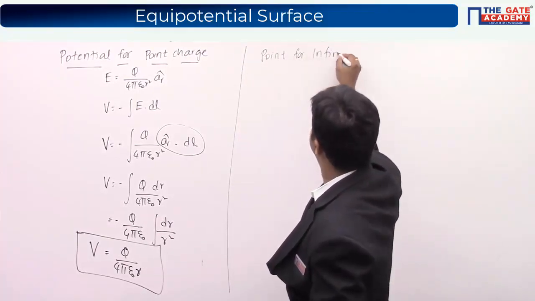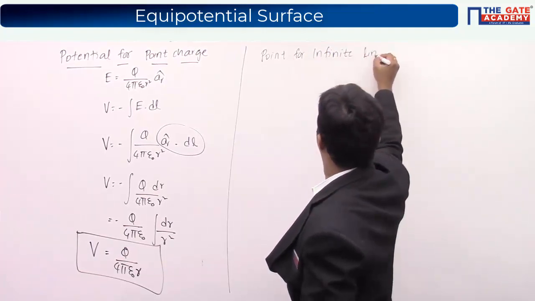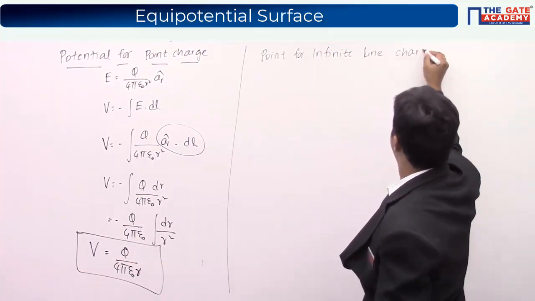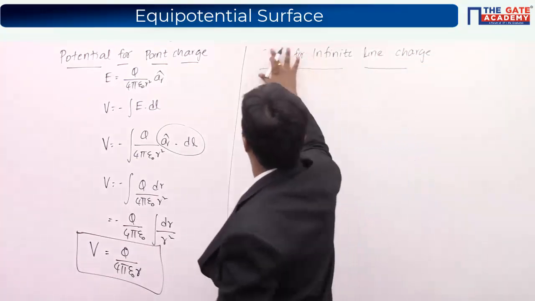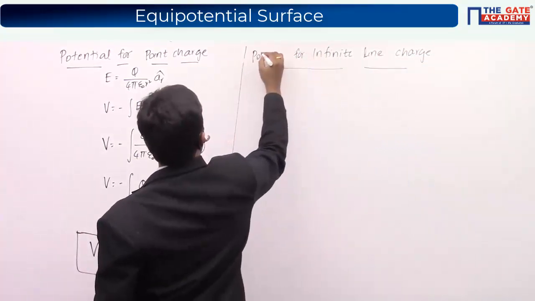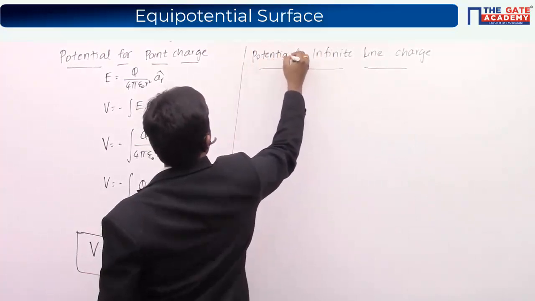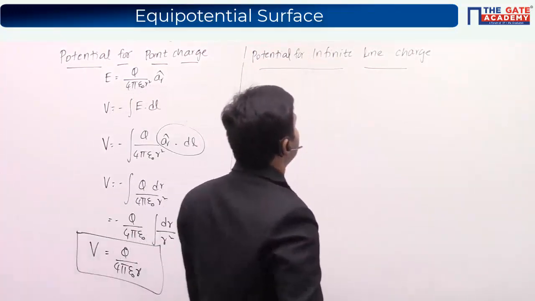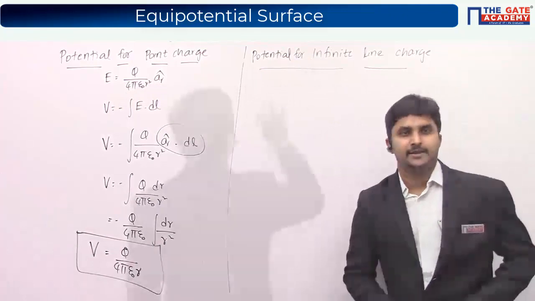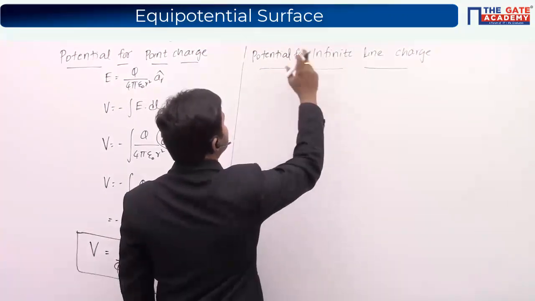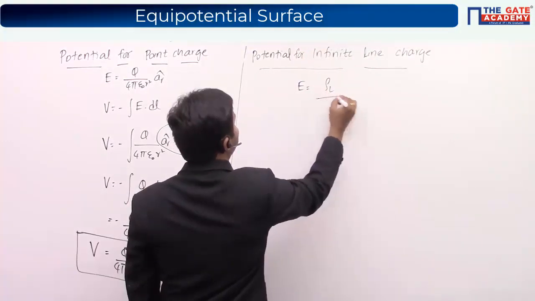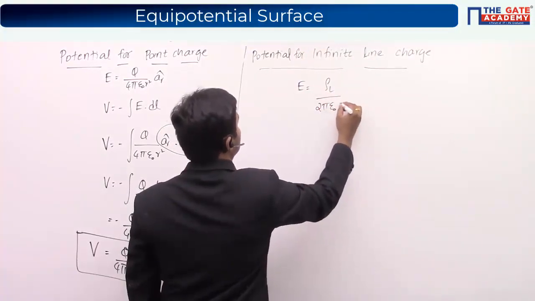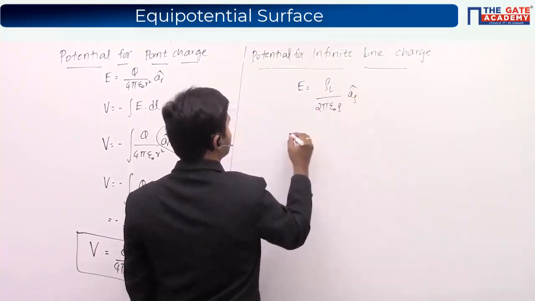infinite line charge. Find the potential for an infinite line charge. So we know the formula for electric field: rho_L divided by 2 pi epsilon naught rho, a_rho.